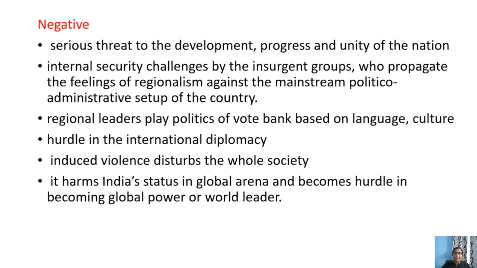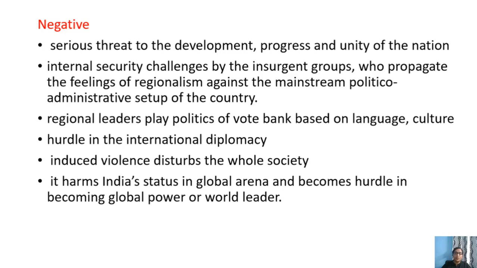So development plans are implemented unevenly, and the regions to which heavyweight leaders belong are benefited. Hence, unrest is generated among the rest of the regions. Law and order is disturbed, agitations with massive violence take place, and ultimately the government is compelled to take harsh steps. Hence, wrong signals are emitted about government authorities.